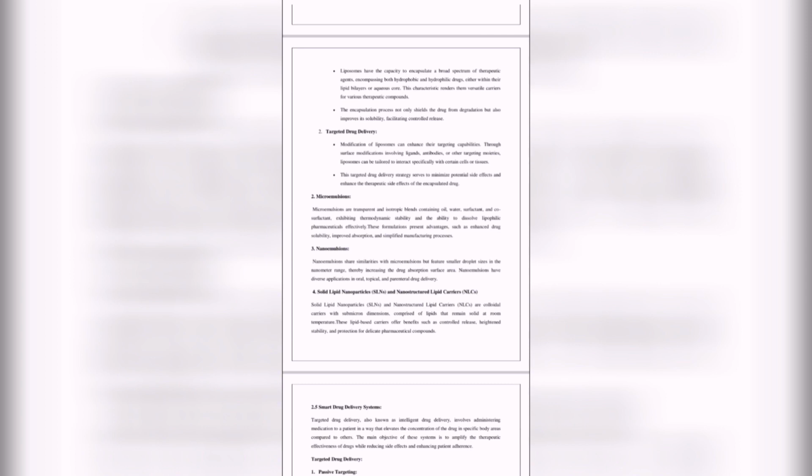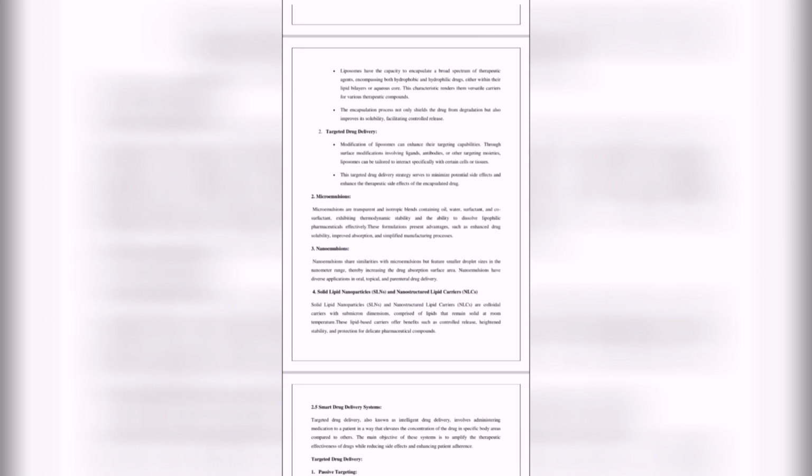Next one is microemulsion. Microemulsions are transparent and isotropic blends containing oil, water, surfactant, and co-surfactant, exhibiting thermodynamic stability and the ability to dissolve lipophilic pharmaceuticals effectively. These formulations present advantages such as enhanced drug solubility, improved absorption, and a simplified manufacturing process.